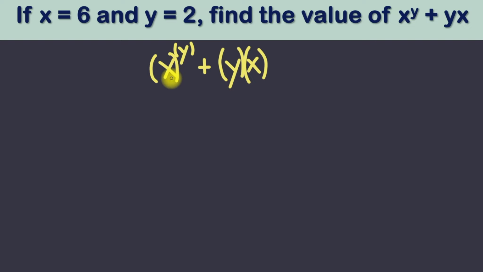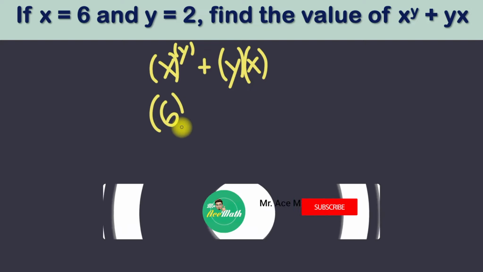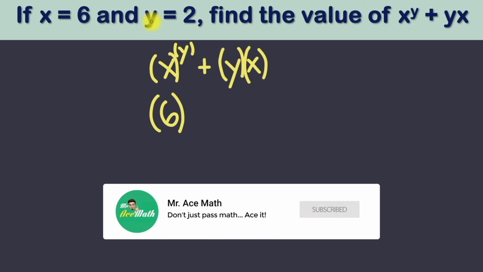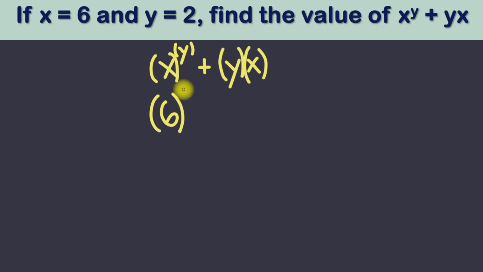Wherever I see the variable x, I'm going to put the number 6 because x equals 6. And wherever I see the variable y, I'm going to put the value 2 because y equals 2. So x is 6, so we'll write 6 here. In parentheses, y is an exponent and y equals 2, so I'll write that 2 there. We can put the parentheses, although we don't really need them for exponents.